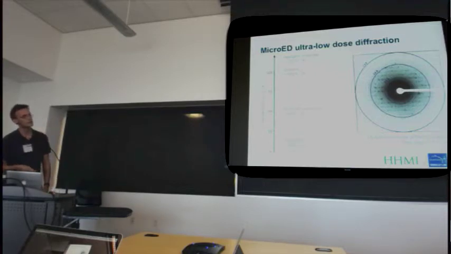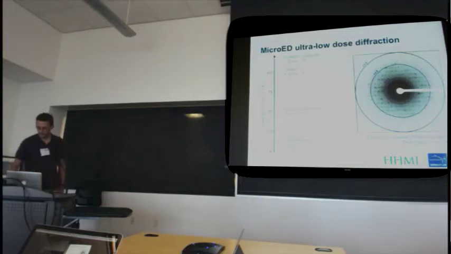So this is a sample image from lysozyme, and the whole data set, where the dose accumulated over the whole data set, was around 0.1 electrons per Angstrom squared. So that basically shows that we could do that without accumulating a whole lot of damage.